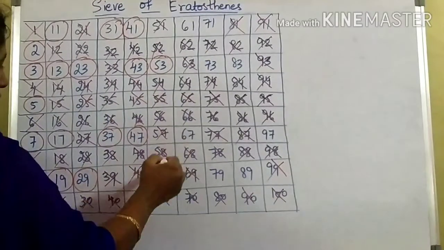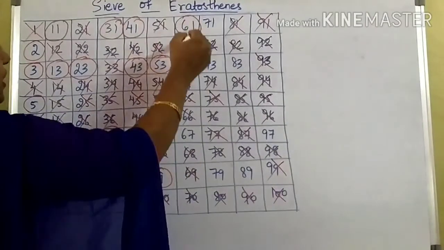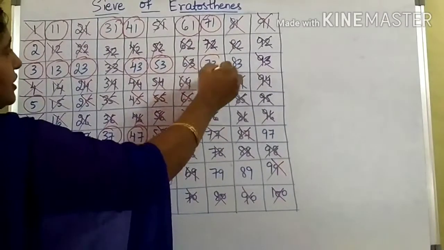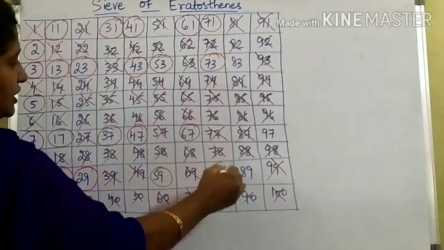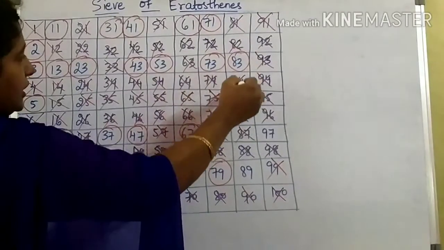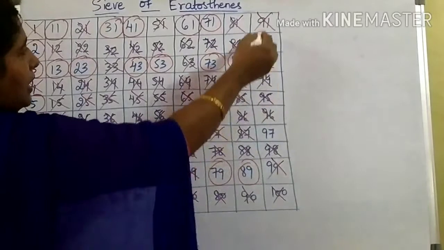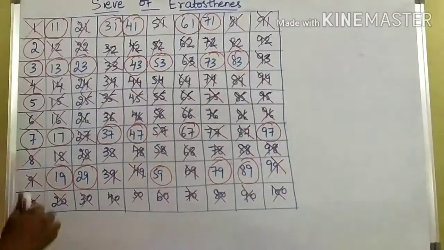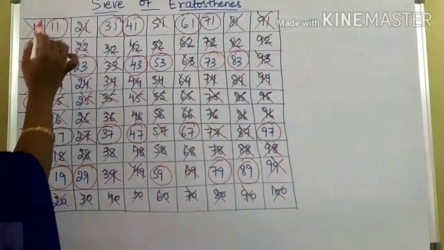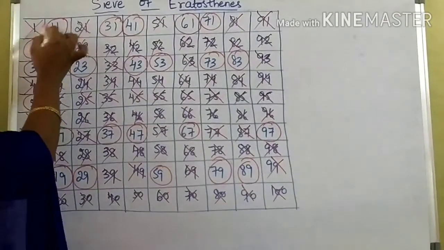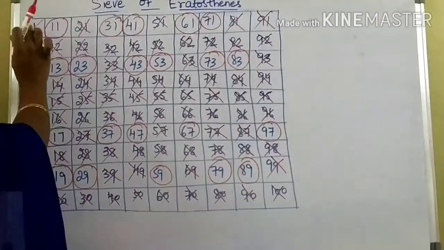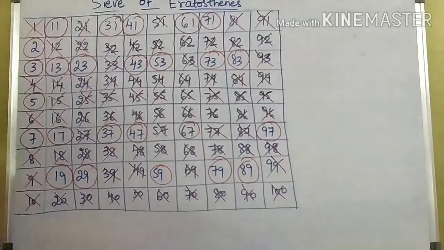53, 59, 61, 67, 71, 73, 79, 83, 89 and 97. So if you see the table, all the encircled numbers are prime numbers. Whatever encircled are there, they are prime numbers, and all the crossed out numbers other than 1 are composite numbers, because 1 is neither prime nor composite.